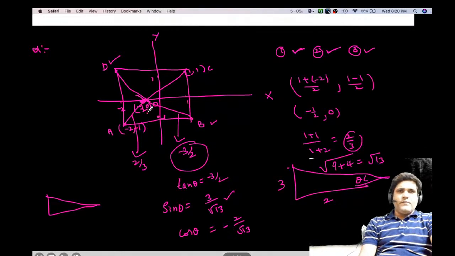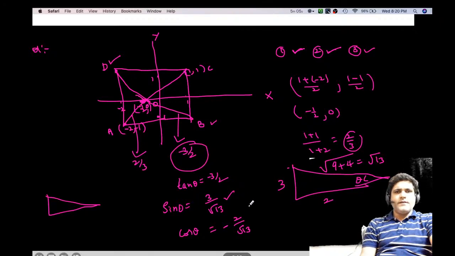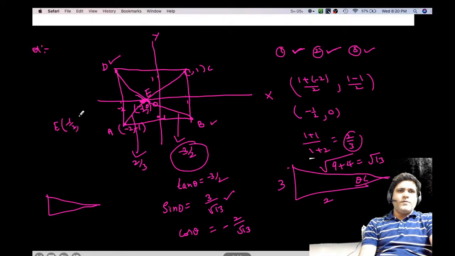Here the fixed point is given, minus 1 by 2 comma 0 is the fixed point. And sin theta and cos theta we know, where theta is the angle made by the line with the positive direction of the x-axis. Sin theta, cos theta and the fixed point we know, the variable points we need to find. To find the variable points, we need the distance between the fixed point and the variable point. Suppose the meeting point of the diagonals of ABCD is some E. The E coordinates are minus 1 by 2 comma 0.